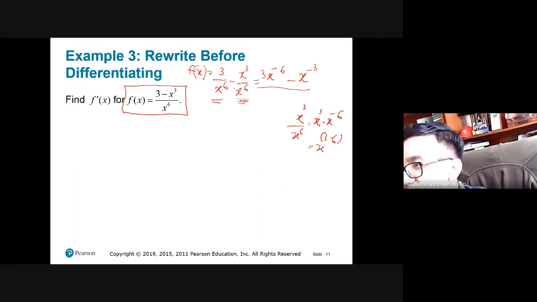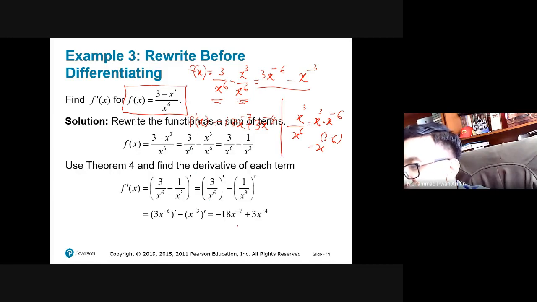So how do we differentiate them? This one, 3. So what is our f prime of x? 3 multiplied by 6 is 18, and then we have x to the power of negative 7, minus. So minus, and this is minus, so this becomes plus 3x to the power of negative 4. So this should be the answer.